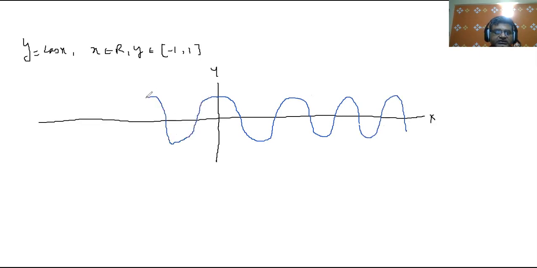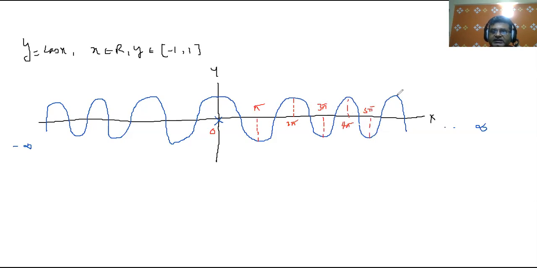Similarly, here also, this graph is symmetrical with respect to the x-axis as well as the y-axis. It is going up to infinity, and here also it is going down to minus infinity. So this point is going to be 0. This point is pi. This point is 2 pi. This point is 3 pi. This point is 4 pi. This point is 5 pi. Likewise, this point is 6 pi. Here it is minus pi by 2.